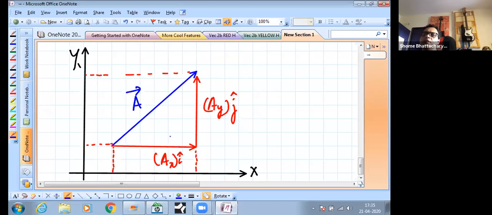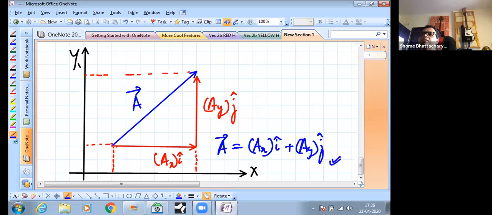Ay j cap. And thereby, what do we mean by Ax? It is nothing but the projection on the x-axis. And what do we mean by Ay? It is nothing but the projection on the y-axis. So logically in this diagram, you will understand why we will express the vector A as what? We'll express it as the sum of that base vector along the horizontal plus that perpendicular vector, which looks like it's along the vertical in my diagram. So that is the logic of this.